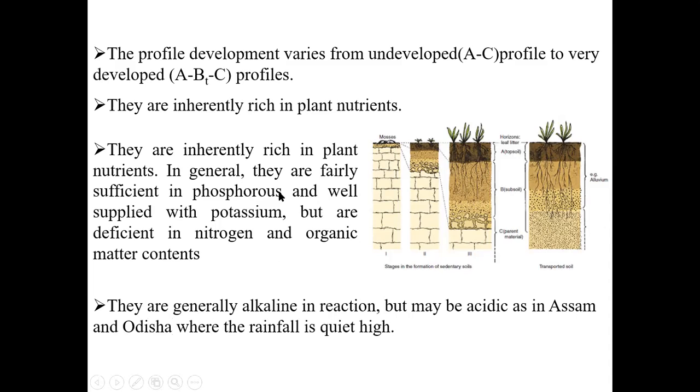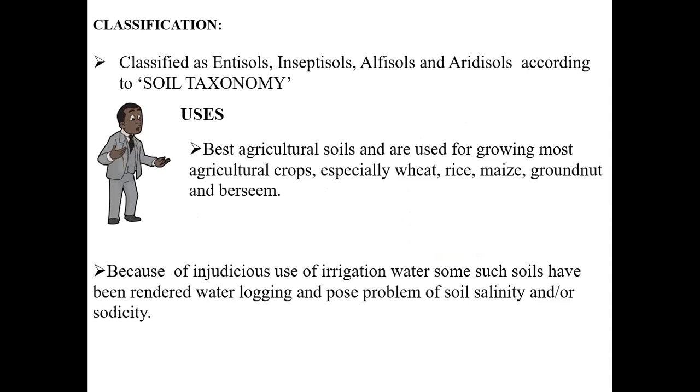But due to the heavy rainfall, what will happen? All the bases will be leached out, so naturally the soil will become acidic. This is one type of character. And now classification, students.